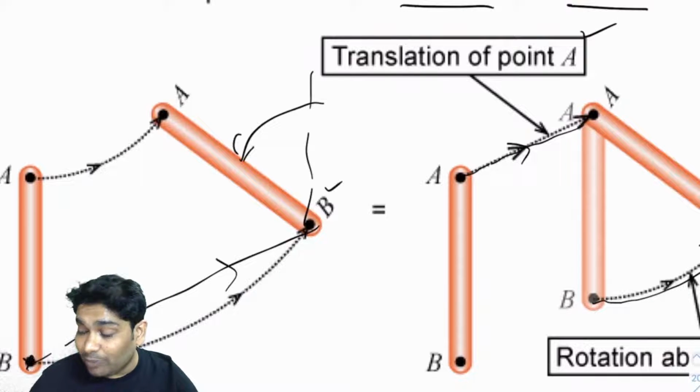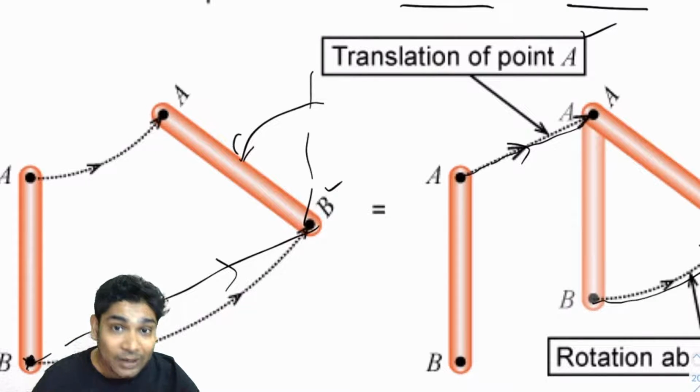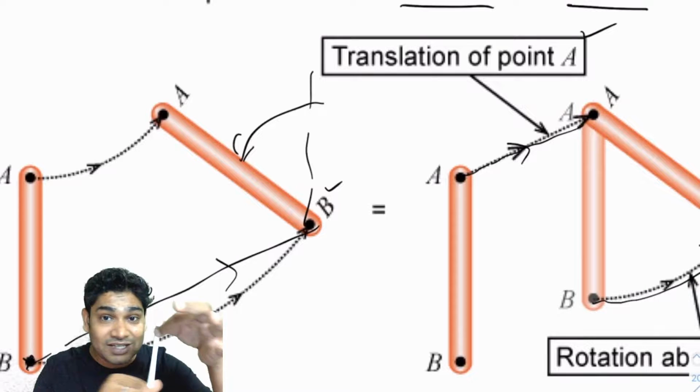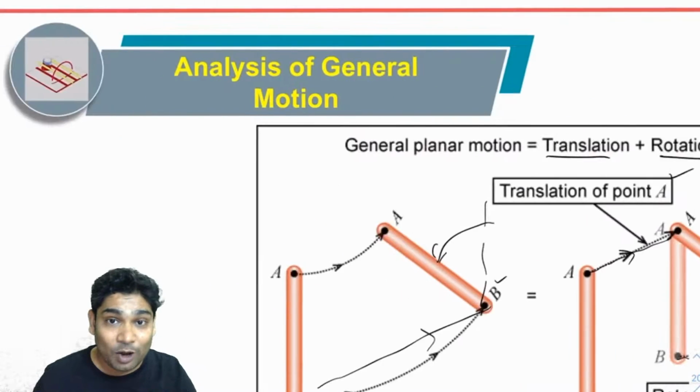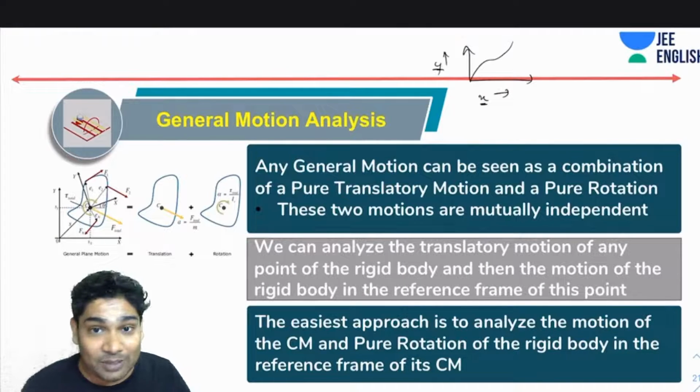In the reference frame of B, the entire body will appear to have pure rotation about an axis passing through B. In the reference frame of A, everything will appear to be rotating about an axis passing through A. That is the property of a rigid body. I have already discussed this, so there should be no confusion about that.